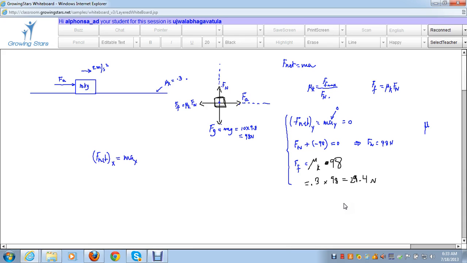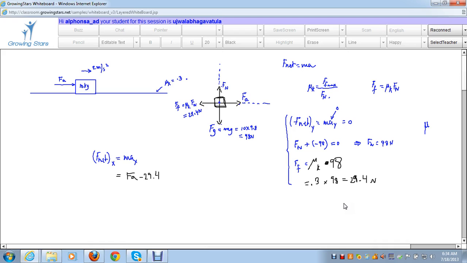And what will be F net in the x direction now? There are two forces in the x direction, okay? So this friction we got, that's 29.4 Newton. So what's the F net in the x direction? FA minus 29.4. Very good, very good. Write down. Yeah, that's equal to mass, which is given, 10 kilogram.